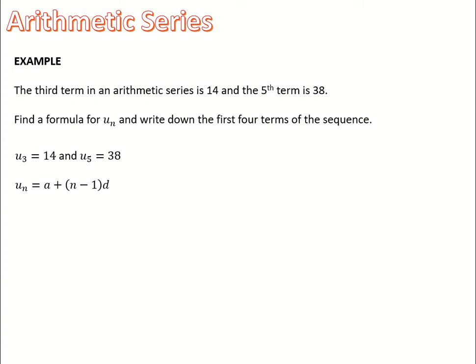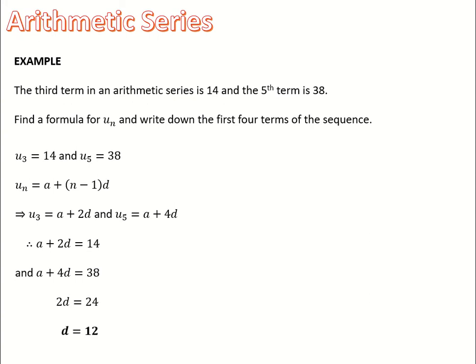But anyway, un equals a plus n minus 1 times d. So u3 will equal a plus 2d, and u5 will equal a plus 4d. a plus 2d equals 14 because we know the 3rd term is 14. And a plus 4d is 38 because we know the 5th term is 38. Then we can combine these simultaneously. We get 2d equals 24, so d is 12, which you could have learned from before anyway.